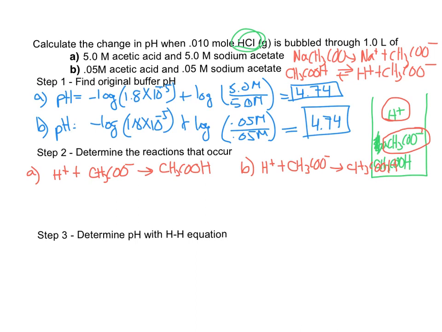My H plus looks like I'm adding 0.01 moles in a liter, so that's 0.01 molar, and that's for both of them, for both buffers. I'm adding 0.01 molar of the H plus or the HCl. For my first buffer in A, my concentrations of the acetic acid and the acetate are both 5.0 molar. For B, both of them are 0.05 molar.